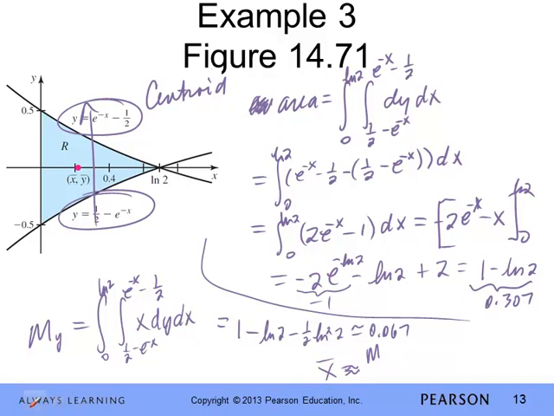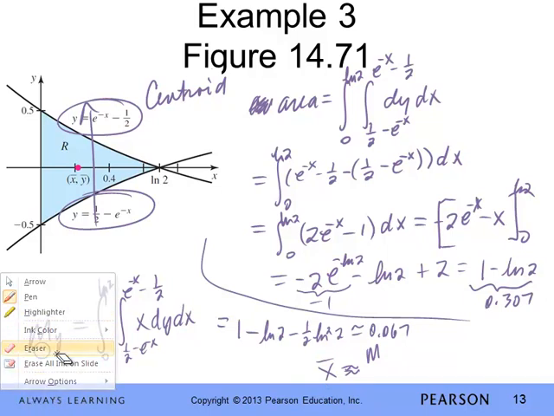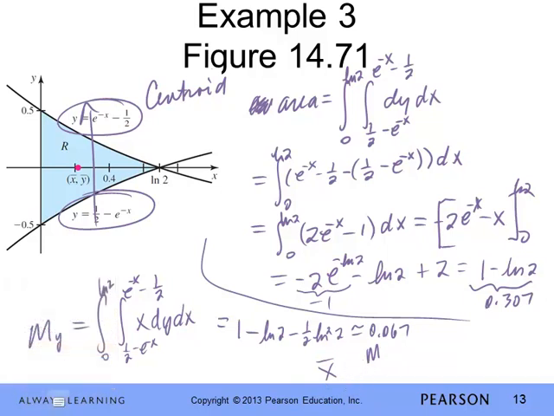Well, hold on here. Let me say that this is exactly equal to the moment with respect to y divided by the mass, and then that's going to be approximately equal to 0.067 divided by 0.307. So what does that work out to be? About 0.217.